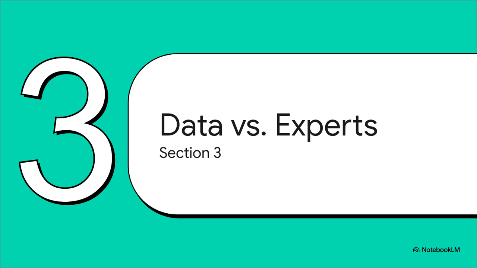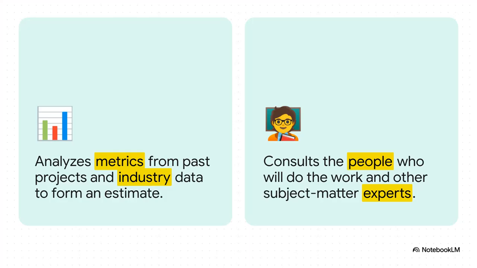Okay, so with all of those variables flying around, how in the world do teams actually come up with a number? Well, it usually comes down to two main schools of thought. You either trust the data or you trust the experts. So on one side, you've got the metric-based approach. This is all about the numbers, looking at past projects. How long did the last similar project take? How many hours went into testing? Then on the other side, you've got the expert-based approach. This one relies on gut feeling, on experience. You basically just go to the people doing the work and ask them, hey, how long do you think this is going to take?